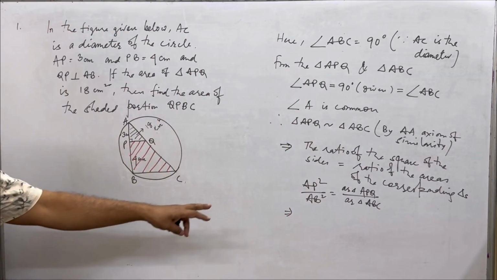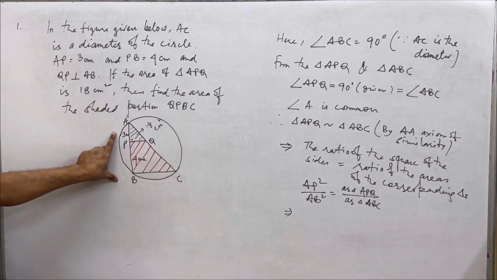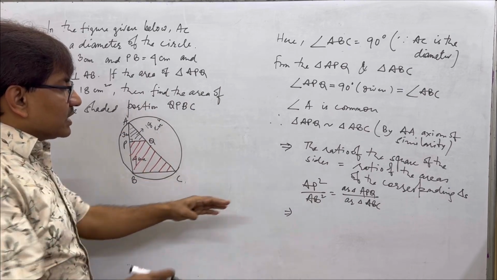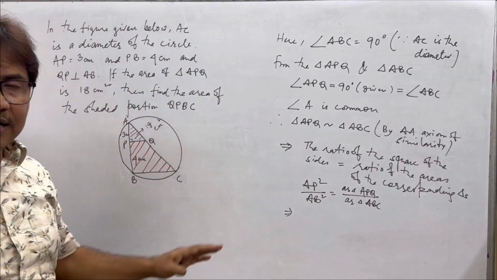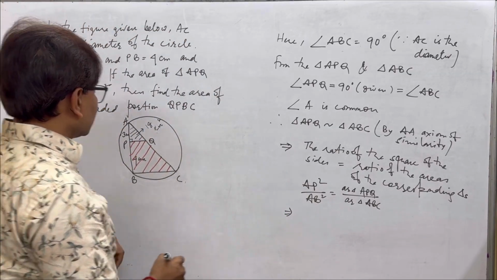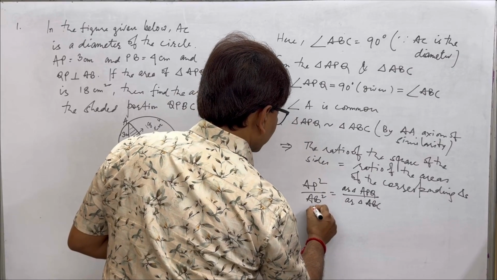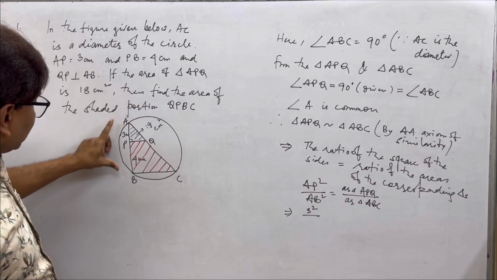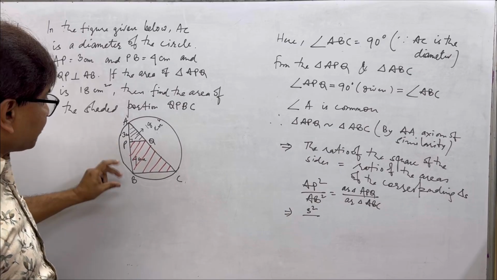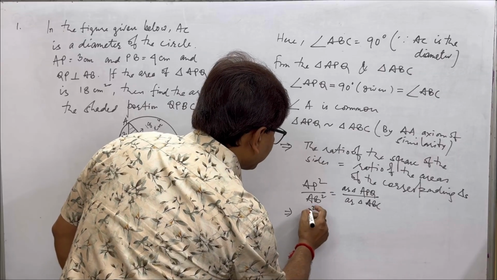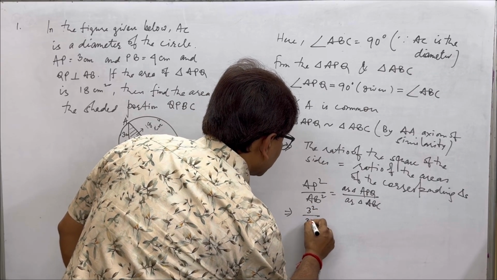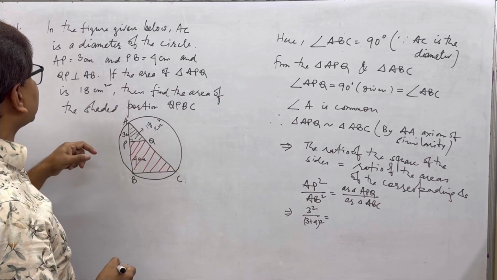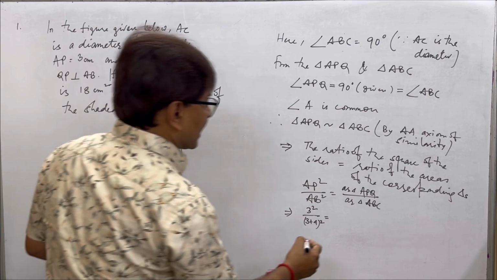Now see here, AP square by AB square equals area of the triangle APQ by area of the triangle ABC. We can write it. So here AP square is 3 square, as AP equals 3 is given and PB equals 4. Therefore AB equals what? AP plus PB, 3 plus 4, whole square, equals area of triangle APQ. It is given already, triangle APQ is 18 square centimeter.